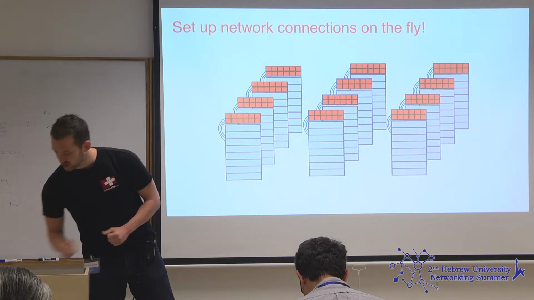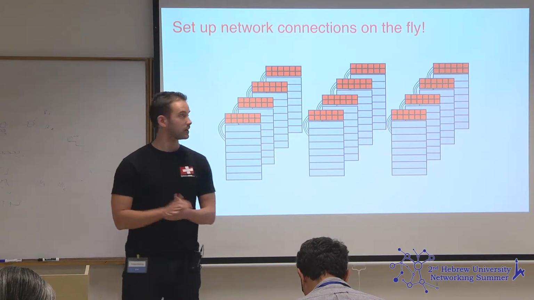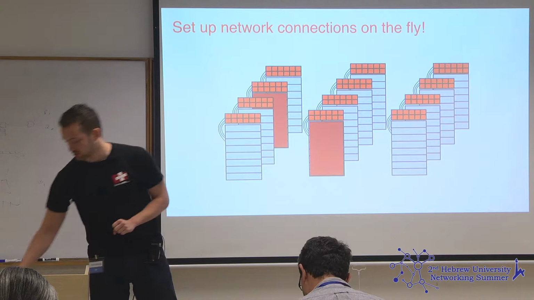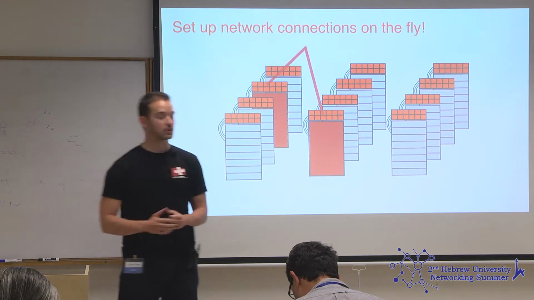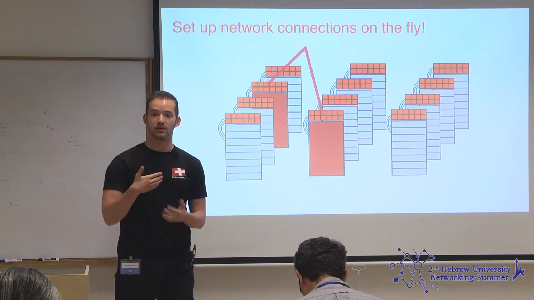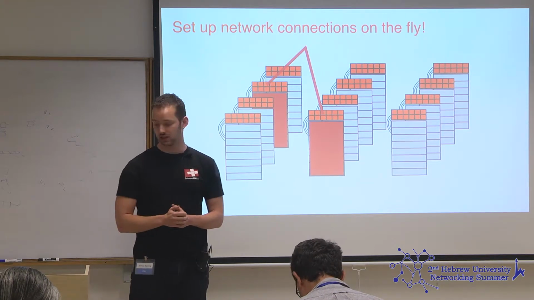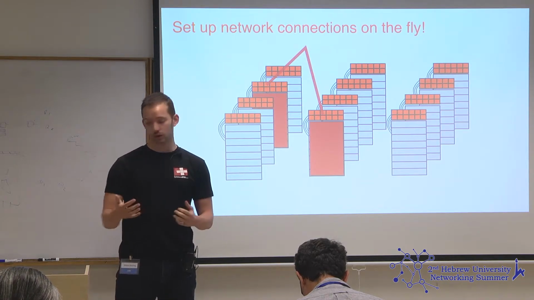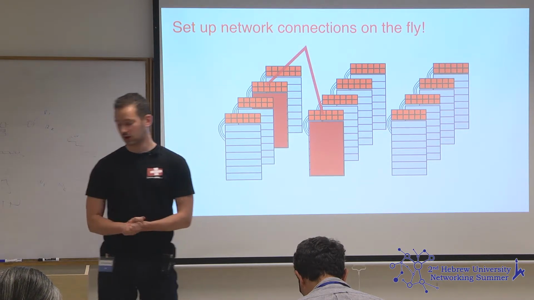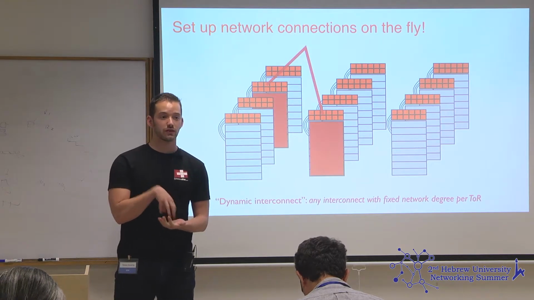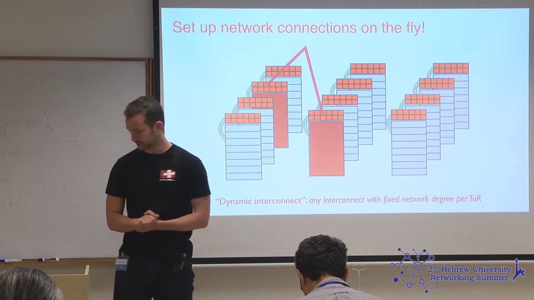So let's generalize this. So we have a topology adaptation network in which we have two hotspots which are active. These hotspots are then connected with dynamic links, and these dynamic links can then serve the traffic skewness between these two hotspots. To give a model, we assume that any dynamic interconnect is a dynamic topology which can have a fixed network degree for every top of rack.